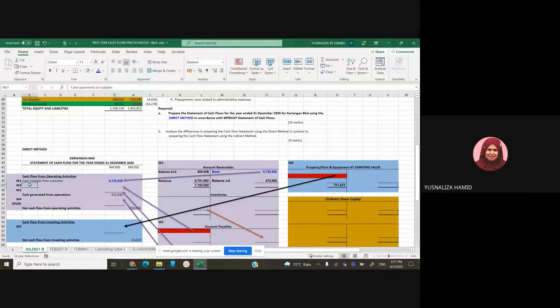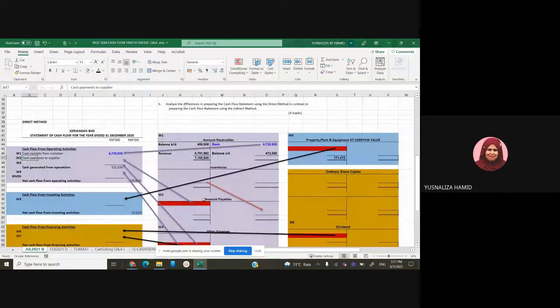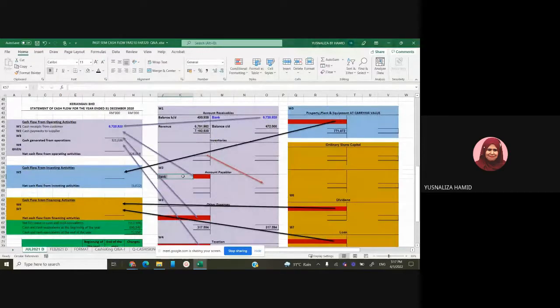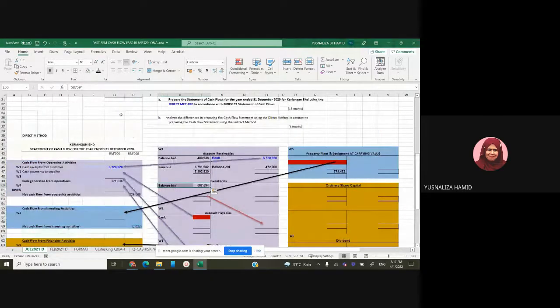Now we go to the second one, which is the cash payments to the supplier. For cash payment to the supplier, you need to go and reconstruct the inventories and accounts payable, because your target is to find this actually. You're trying to find out how much you will have to show in the accounts payable, and how much is your payment to your supplier. To do that, first go and put the balance of your inventory. You get the inventory balance at the beginning and the inventory balance at the end of the year.